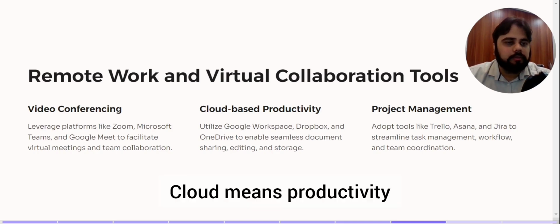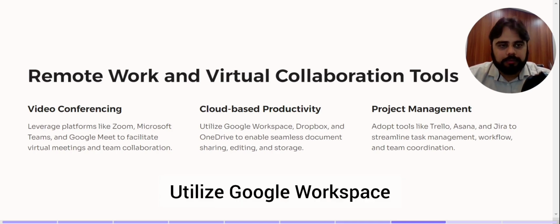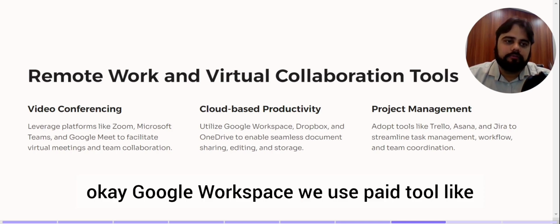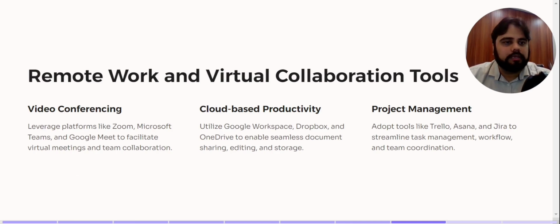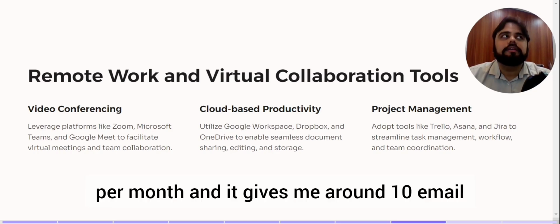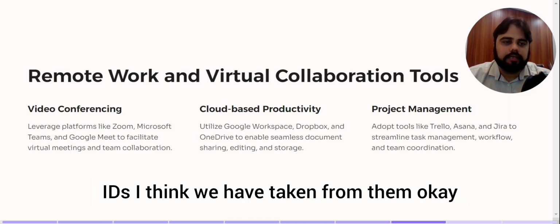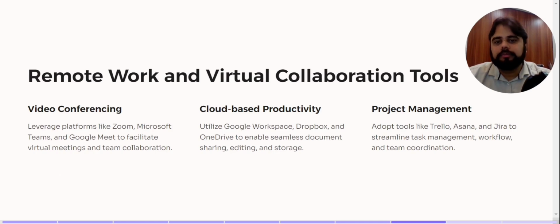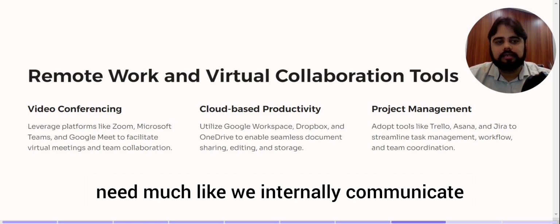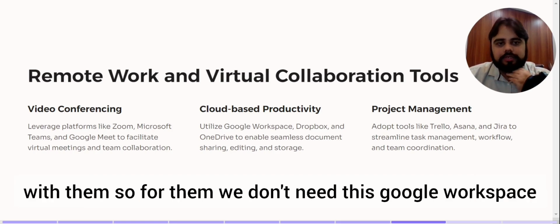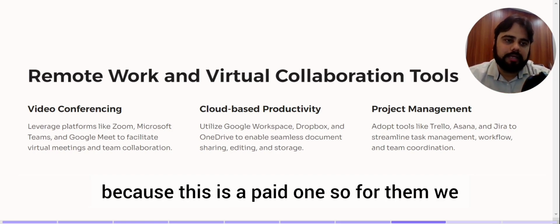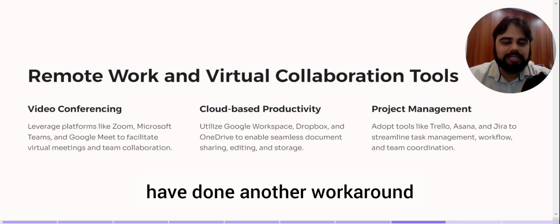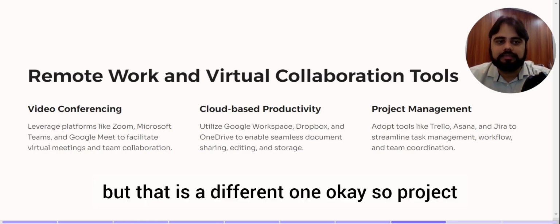Okay, cloud based productivity, utilize Google Workspace. Google Workspace we use is a paid tool. I think I spend somewhere around 2500 per month, and it gives me around 10 email IDs. We have taken domain IDs from them, because for the operations team we generally don't need much, as we communicate with them internally. So for them we don't need Google Workspace because it is a paid one. We have done another workaround, that is also a domain ID, but a different one.